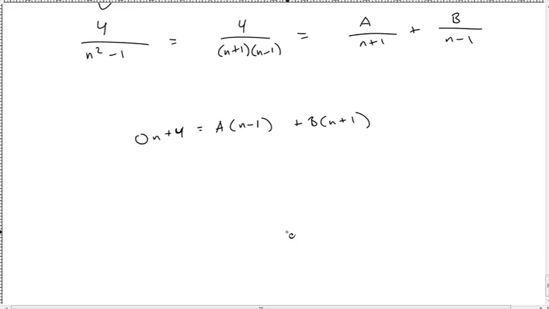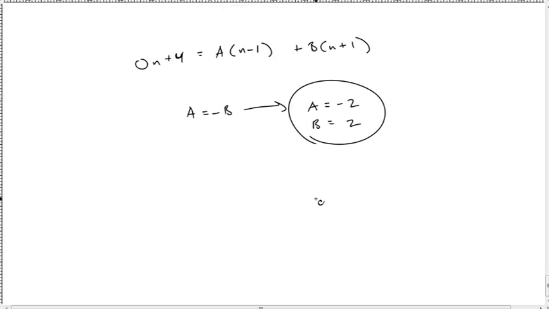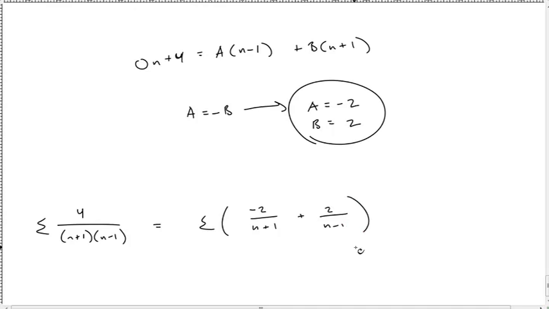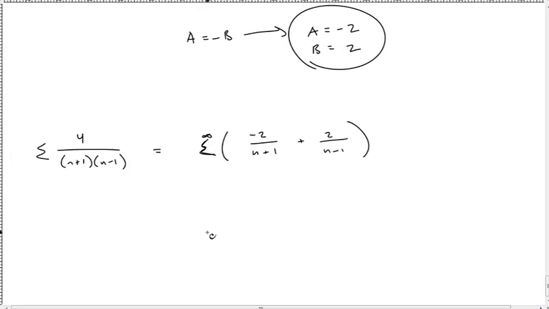Okay. And you go and do the math. A is equal to negative B, and so on. A is equal to negative 2, B is equal to a positive 2. Again, it's not hard. I only skipped like one step there. And so then I can go back and say my original is equal to, and now I can split this up into a negative 2 with the n plus 1, and then a positive 2 with the n minus 1. Okay. So now I need to find the infinite series of this guy.